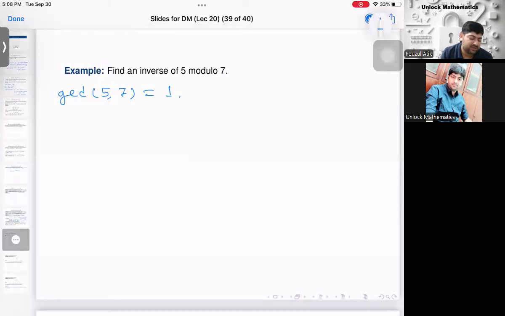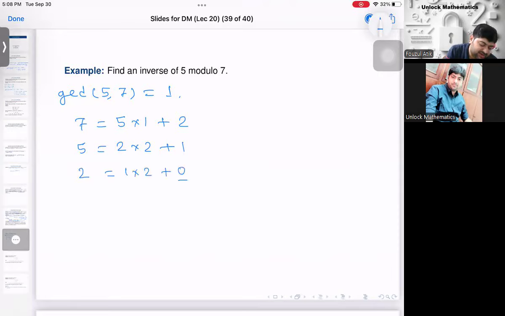Now, what is your next job? We have to express the GCD as a linear combination. So 7 is equal to 5 times 1 plus 2. We'll do one more time. So 5 is equal to 2 times 2 plus 1. Because still we did not get 0, 2 is equal to 1 times 2 plus 0. So I got remainder 0. Now using this Euclidean algorithm, we have that 1 is the GCD.